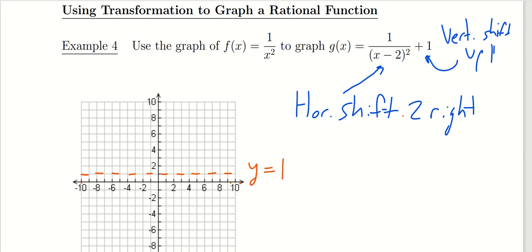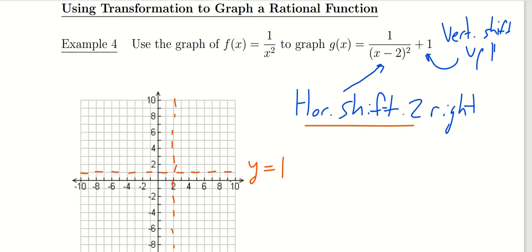Let's now shift the vertical asymptote. The vertical asymptote for 1 over x squared was originally at x equals 0. We need to first shift it 2 to the right. So 2 to the right would move it to here. And then from there, if we wanted to shift it up 1, shifting a vertical line up 1 is not going to change the line at all. So we get this. And then from there, as long as you know the parent graph, you can go ahead and plug this in. The shape should look like this.